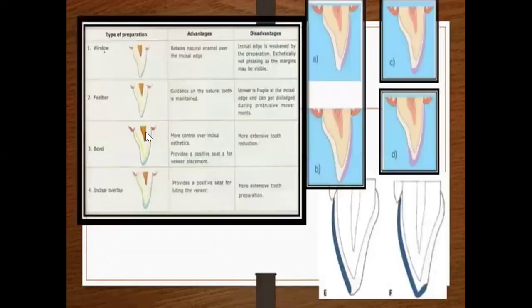Here, you can see in this picture, the incisal edge is also involved in this incisal lapping preparation. When we come to the different types of preparation, in the window preparation, the advantage is it retains natural enamel over the incisal edge. The disadvantage is the incisal edge is weakened by the preparation. Aesthetically, it's not pleasing as the margins may be visible.